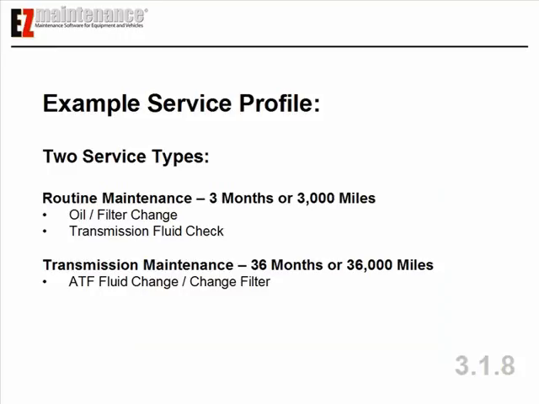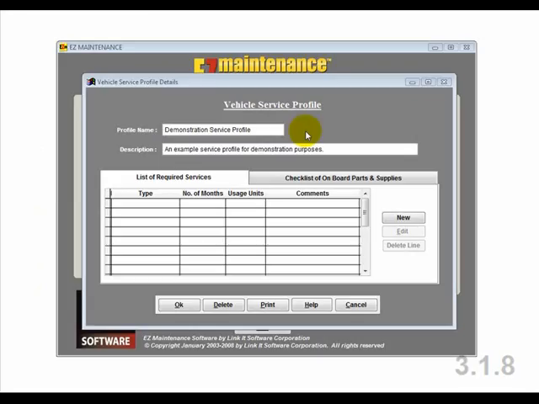By way of example, let's say that we want to create a service profile for maintenance that consists of two service types: a routine maintenance that must be done every 3 months or 3,000 miles, whichever comes first, and a transmission maintenance that must be done every 36 months or 36,000 miles. Furthermore, the routine maintenance consists of two services: an oil and filter change and a transmission fluid check. The transmission maintenance includes only one service, a fluid and filter change. So at this screen, we'll need to add two service types: routine maintenance and transmission maintenance.